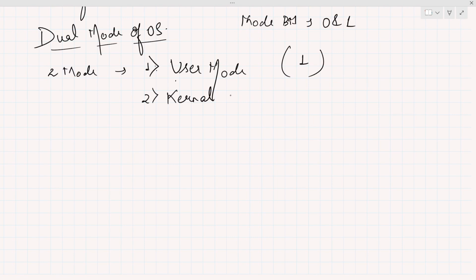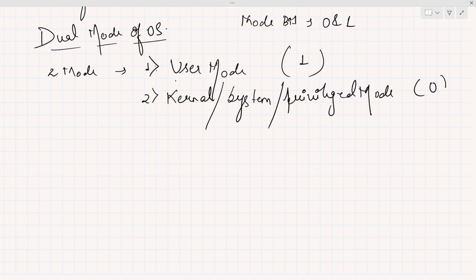Why do I write kernel? Because kernel is the core part of an operating system. You can write it as system as well, or supervisor, or privileged mode. When the mode bit is 0, now it's the operating system's chance to perform whatever the user wants to do. So in the starting the mode bit is 1, meaning now it's the user's chance to run whatever program they want.